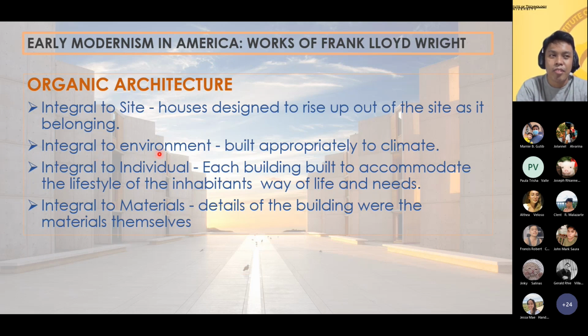For example, where it belongs, like it belongs to a forest, or belongs to a certain area, it should be integral to the environment and integral to the individual, meaning whoever uses the building itself. And at the same time, integral to materials. So details of the building were the materials themselves. If you used bricks, show the bricks. If you used metal, show the metal.